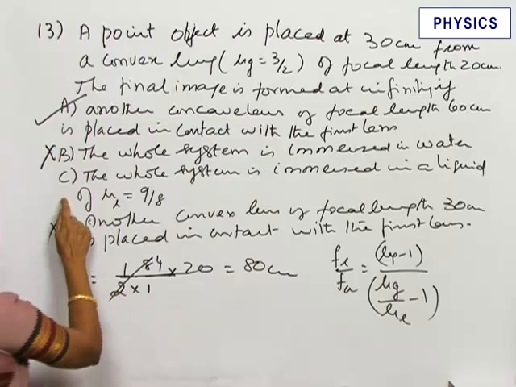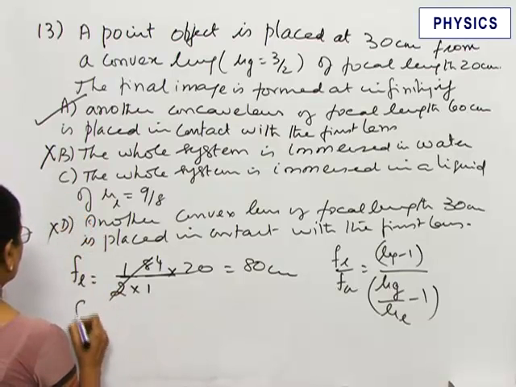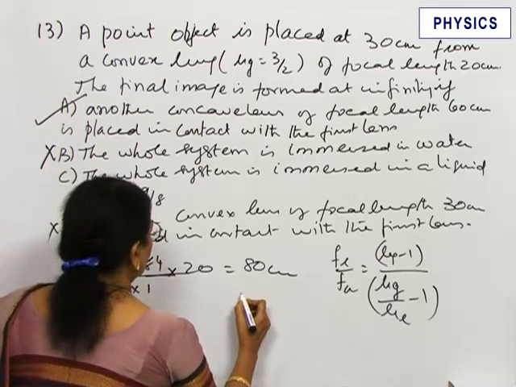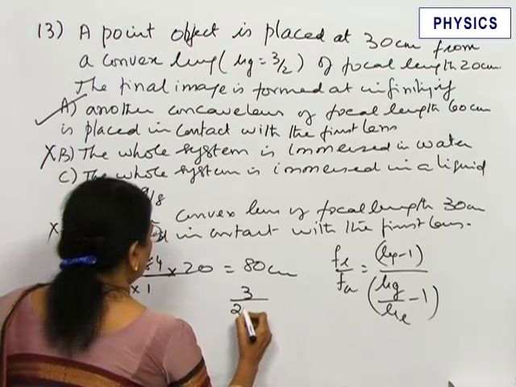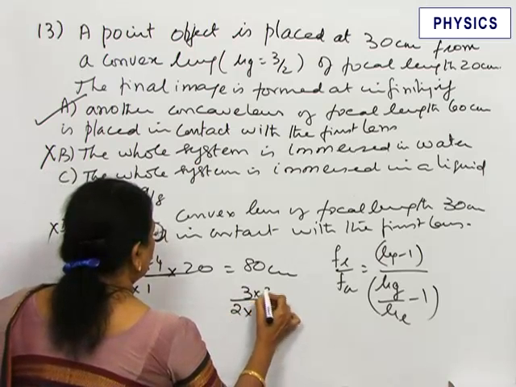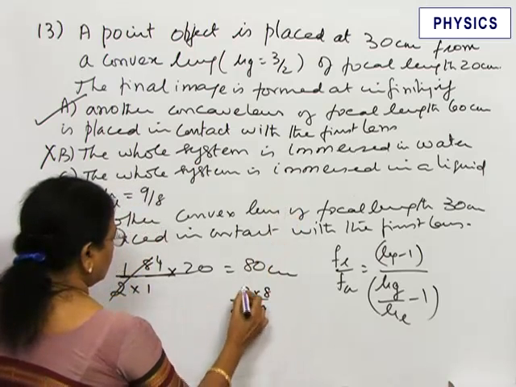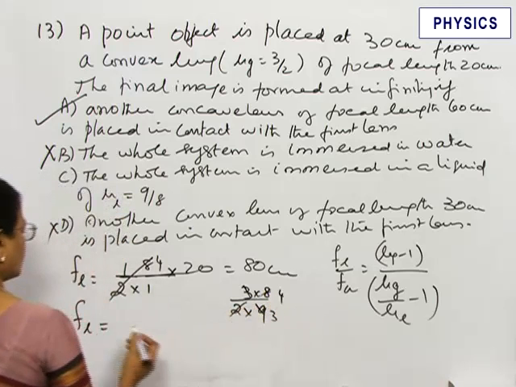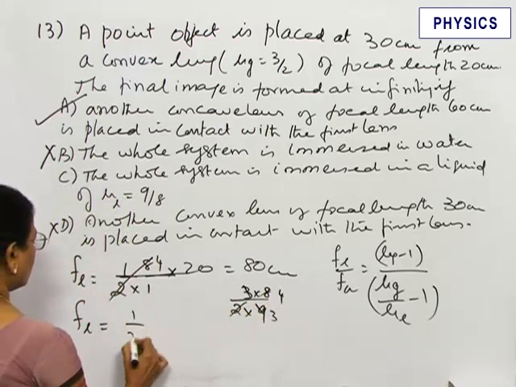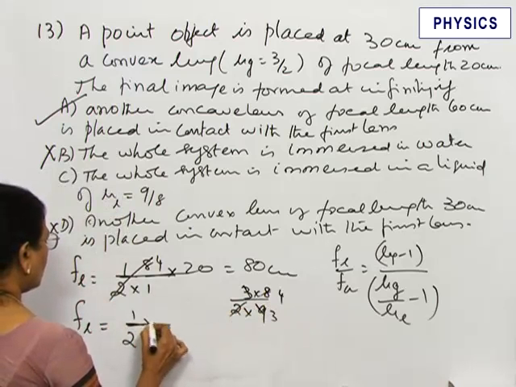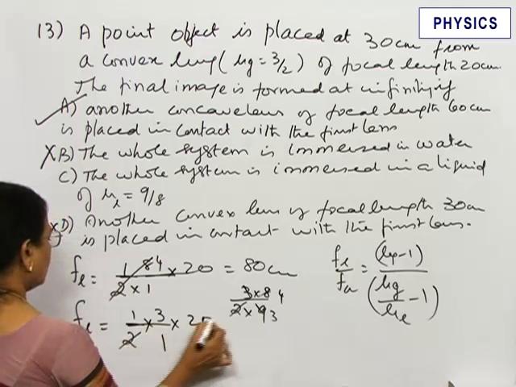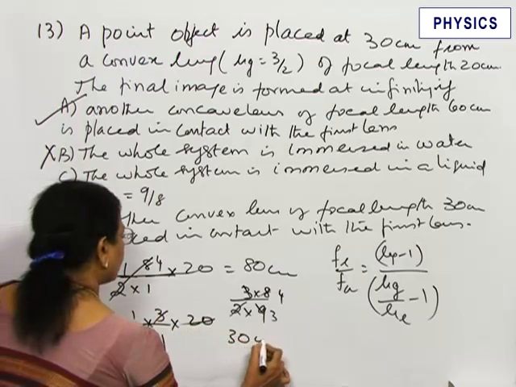Okay. Let us examine this C. FL equals mu g by mu L, we will calculate now. 3 by 2 divided by 9 by 8 for this case. So it becomes 3 and this becomes 4. 4 by 3 minus 1 will become 1 by 3. So 1 by 2 into 3 by 1 into 20 gives you 30 centimeter.